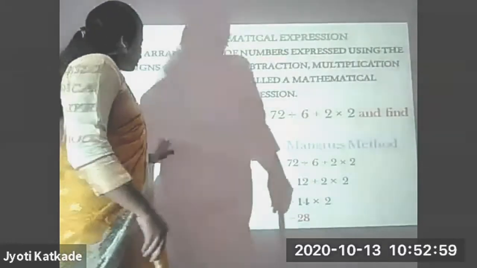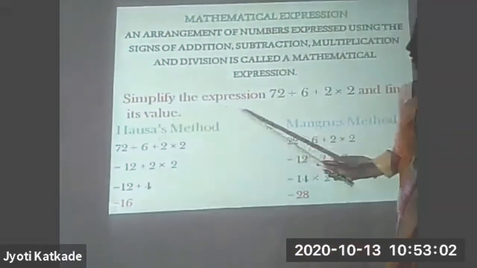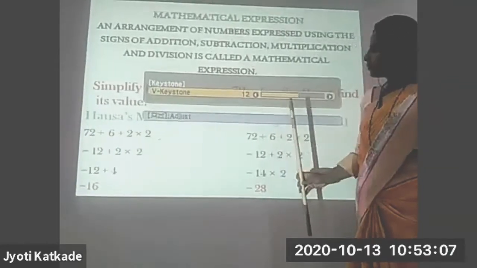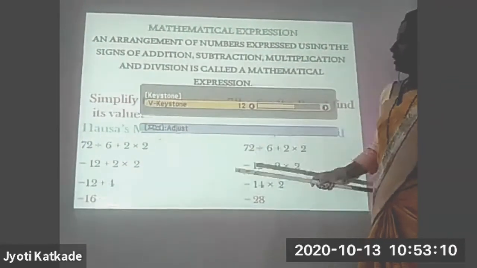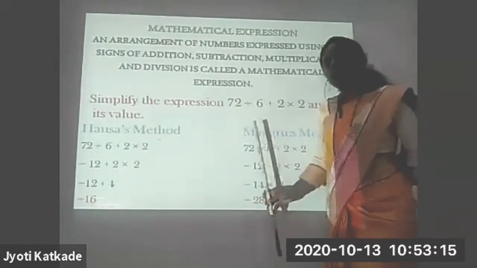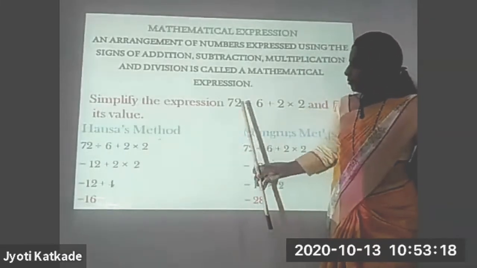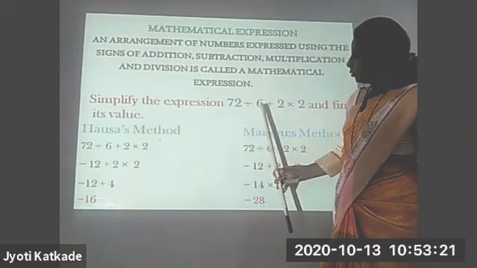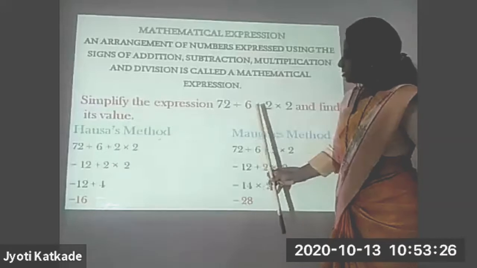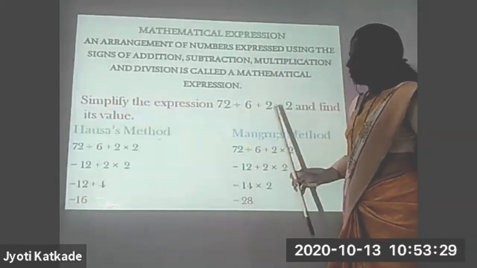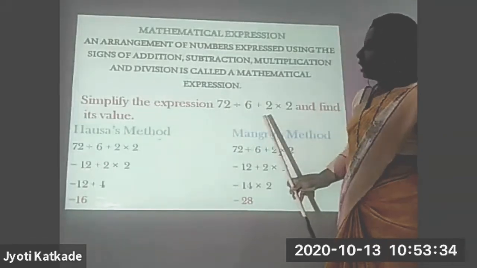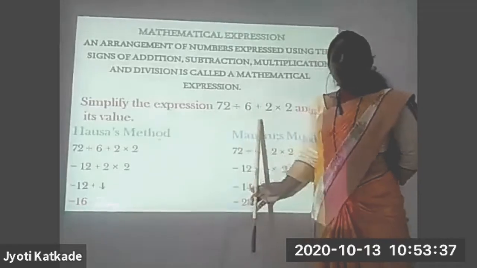Now see example, simplifying the expression, that is 72 divided by 6 plus 2 into 2. This is one mathematical expression. Means there are numbers 72, 6, 2, 2, which are arranged by using addition, division, multiplication. This is called a mathematical expression. Okay. Now, how we can solve this example?